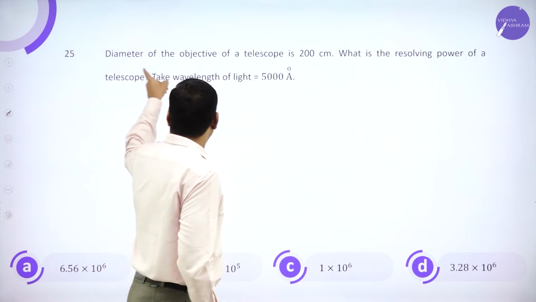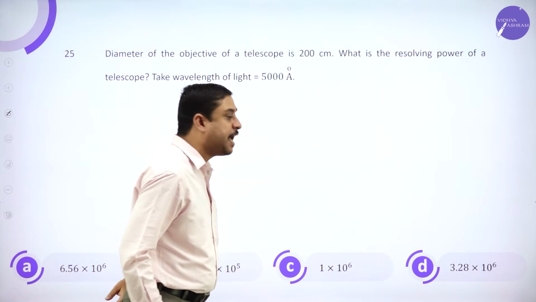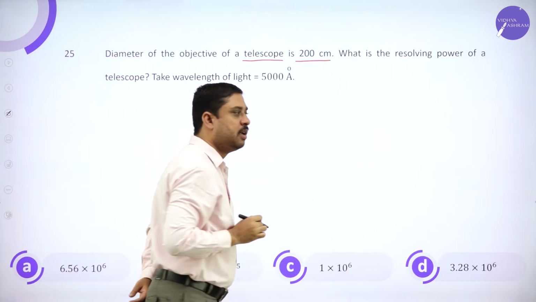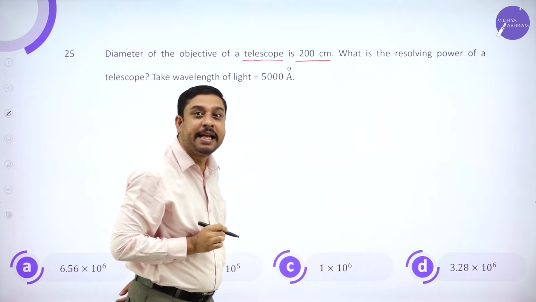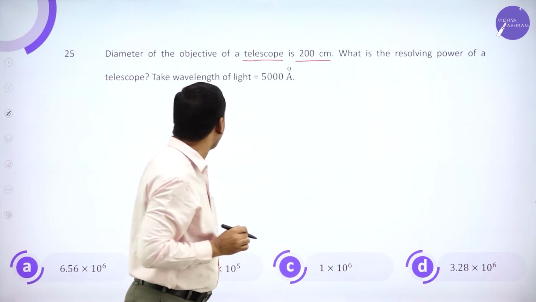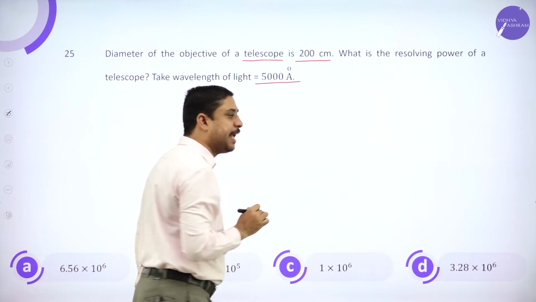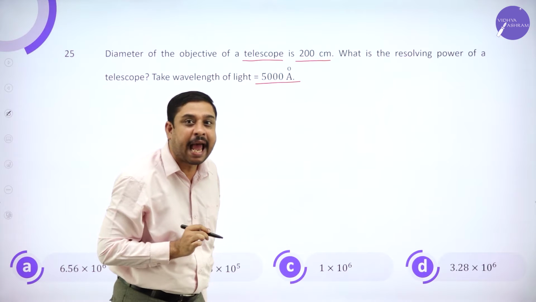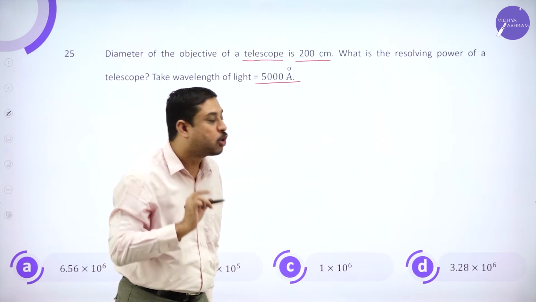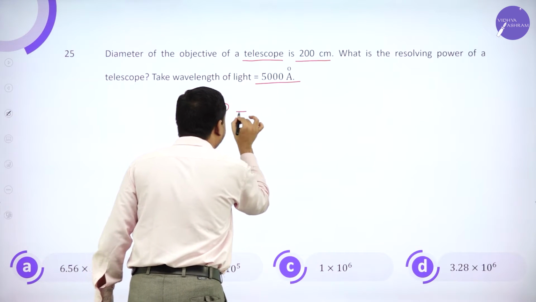Now, the diameter of the objective of a telescope is 200 centimeter. Diameter is given. What is the resolving power of the telescope if the wavelength is 5000 angstrom? Children, this is a telescope, not a microscope. So what is the resolving power for a telescope?